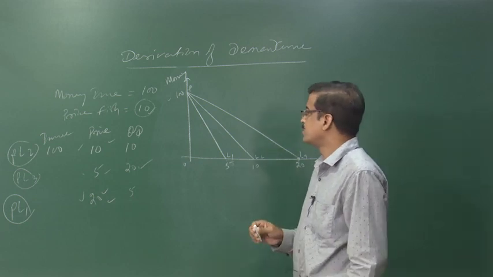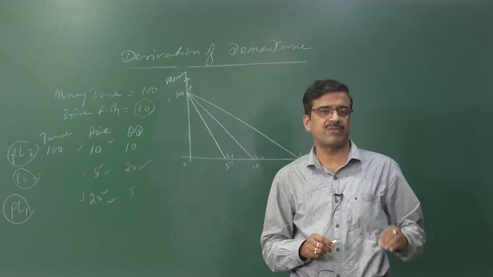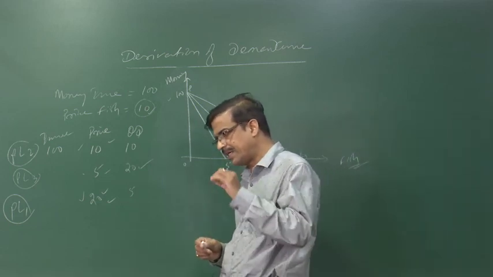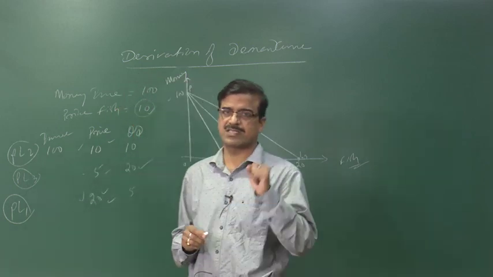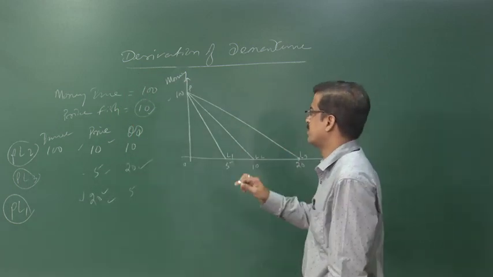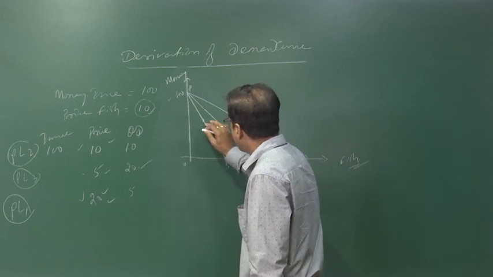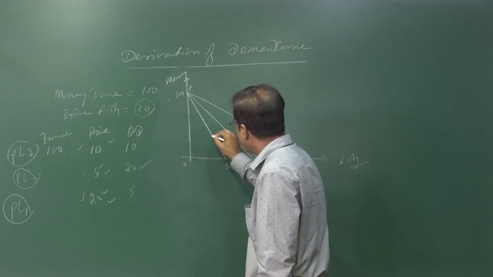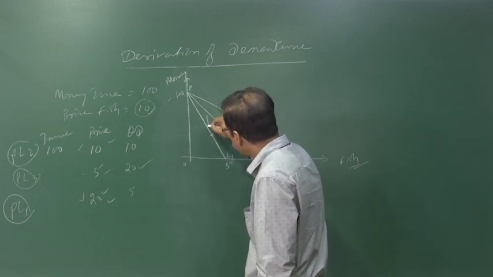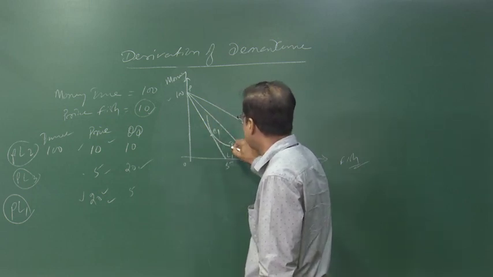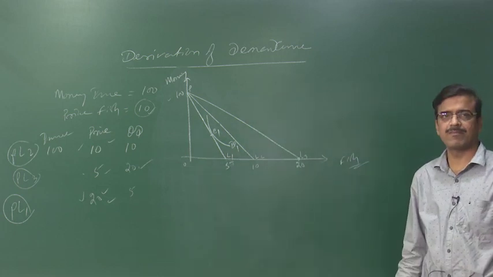Now, suppose the fish is not a normal commodity, rather it is treated as an inferior commodity. If it is an inferior commodity, let us start with the first equilibrium point. The consumer is in equilibrium at the point E1, where the indifference curve is tangent to the price line PL1 at the point E1.